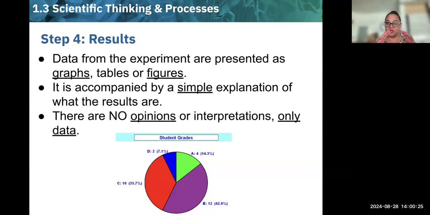So we have our chart. There's a pie chart right here. We use a lot of line graphs. There's bar graphs. There's different kinds of graphs. And then we just spell out in words what is happening in this chart. So this chart is about student grades. 4 people in this class got an A, 12 people got a B, 10 people got a C, 2 people got a D. That's it. That's all we see. Nobody got an F. It's not on there, but we can tell nobody got an F.